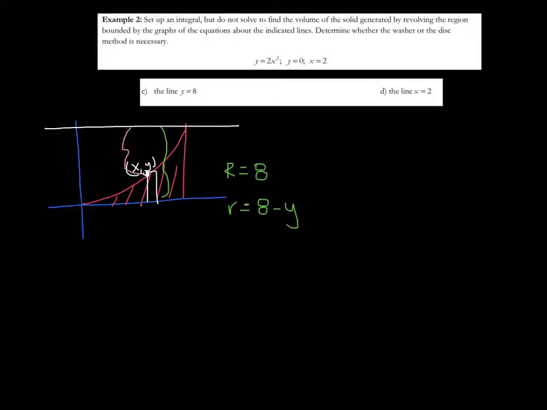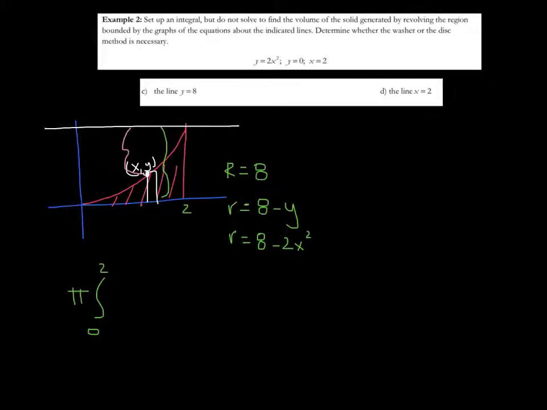Now, this is a dx strip, so everything needs to be in terms of x, and y is defined as 2x squared, so maybe I should write this as 8 minus 2x squared. All right, and now we need to plug it into our washer formula, so it'll be pi, and since this is a dx strip, then we are going to be integrating from 0 to 2.